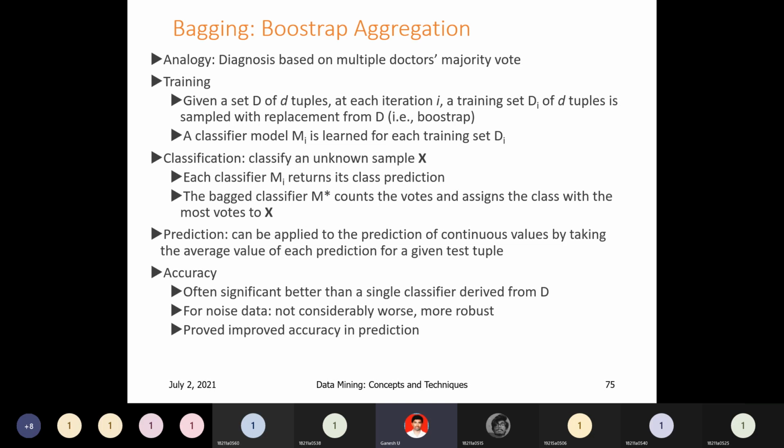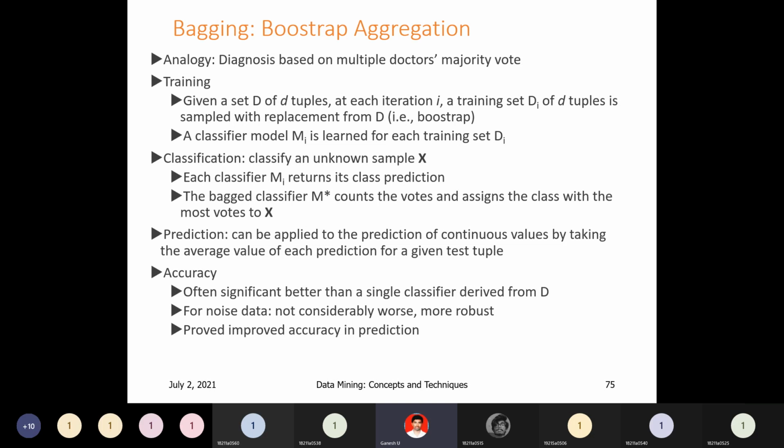From a number of models, you can create a best model, and that best model can be used here to find the next value. In classification, the best classifier M star counts the correct result, the correct class label, and you can assign the class label to particular data items. That is classification. So how does it increase accuracy?